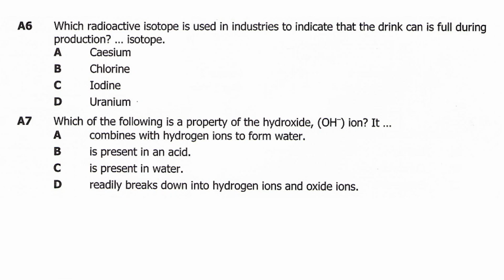So when we teach the uses of isotopes, I think isotopes have various uses. Such questions are wrong questions, because you may find that these elements can produce alpha radiation, gamma radiation, and also beta radiation. Maybe cesium, iodine, and uranium can do all three. And gamma rays could be the one used to indicate if a can is full during drink production.